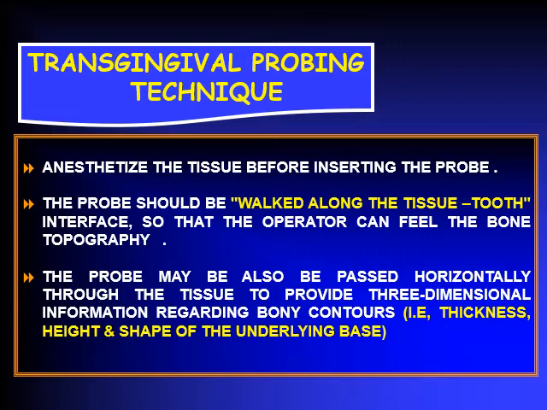The probe may also be passed horizontally through the tissues, through the gingiva, to provide three-dimensional information regarding the bony contours. What is the three-dimensional information? The thickness, the height, and the shape of the underlying base of the defect. So this gives you good information about the bone topography of the defect.